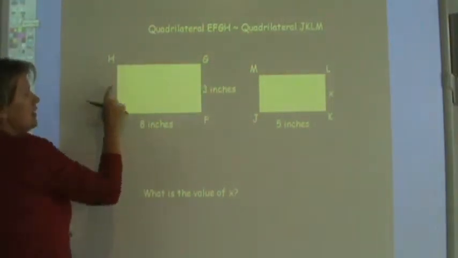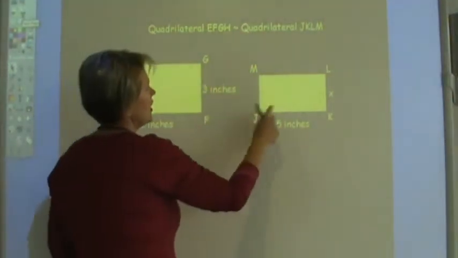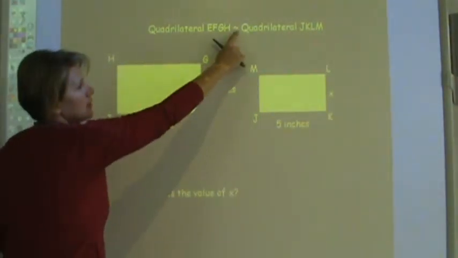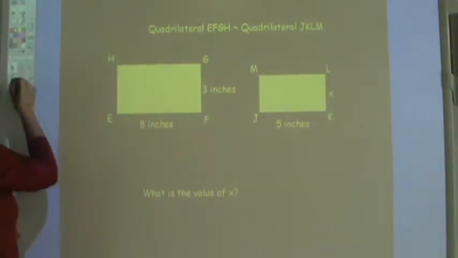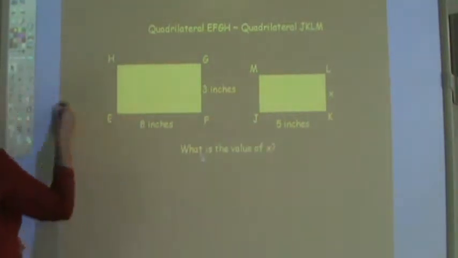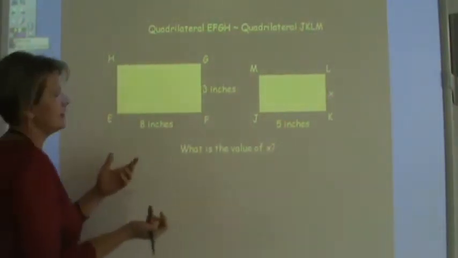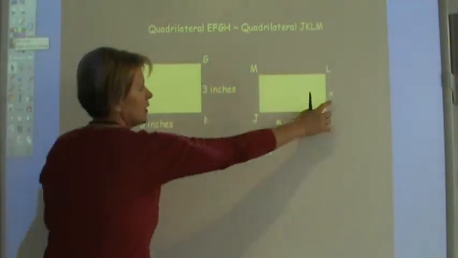Quadrilateral EFGH is similar to quadrilateral JKLM. This little symbol in there means similar to. If they're similar, then we can figure out the value of x. So in this case, we know this one, this one, this one, and we want to know this one.